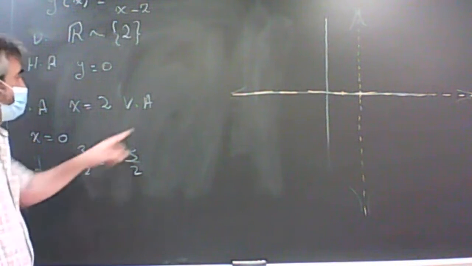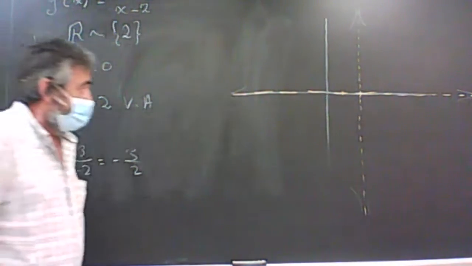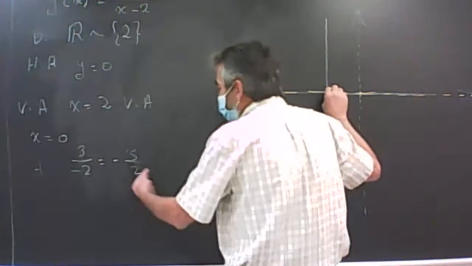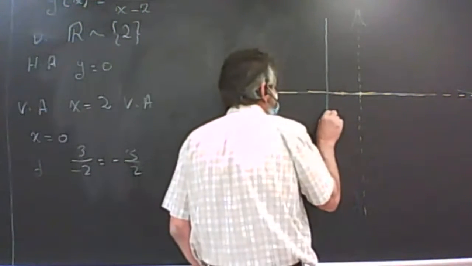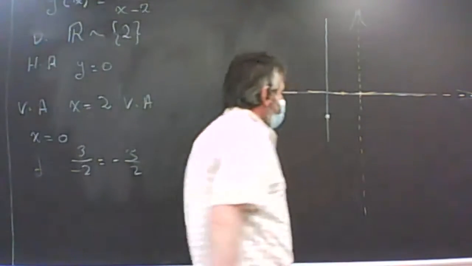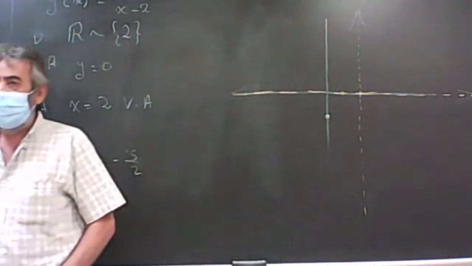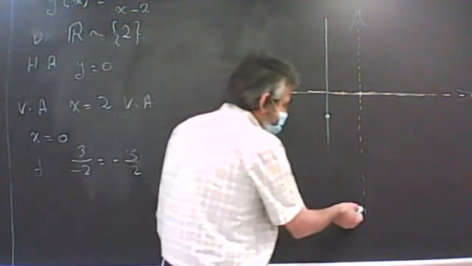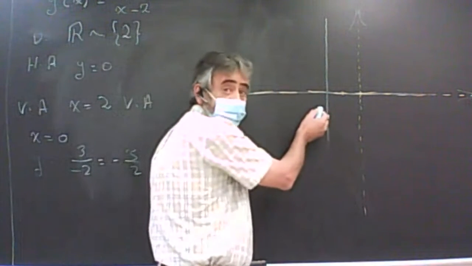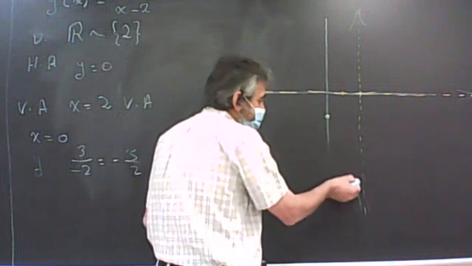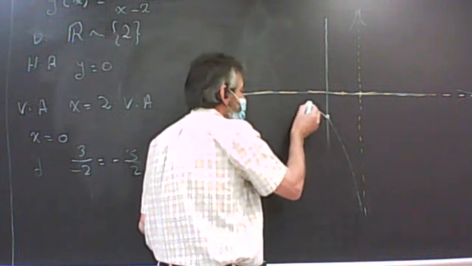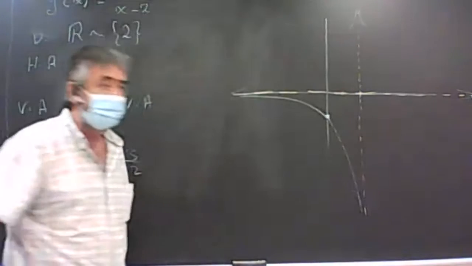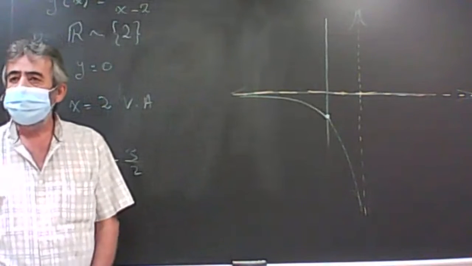Okay, let's see where this point is on the graph. At 0, I'm going to go to -3/2. Let's say this is over here, right? So the graph has to go through this point. Yeah? So that means it's coming on this side. And we said it's not going to cross this line. There you go. This is the first portion of the graph.